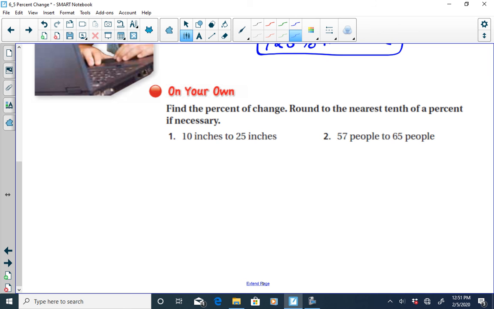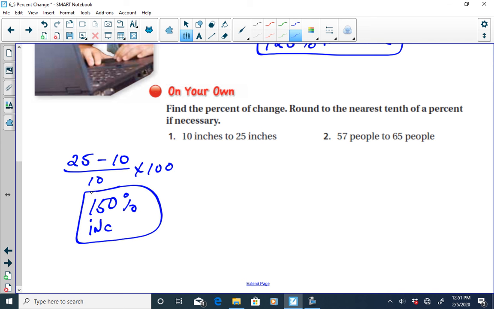For these next two examples, we want to find the percent change. We use that same formula. We find the difference first, so we subtract the smaller number from the larger number. We divide by the original amount here, which is 10, and we multiply that by 100. So 25 minus 10 is 15. 15 divided by 10 times 100 is a 150% increase, because we're going from 10 to 25.